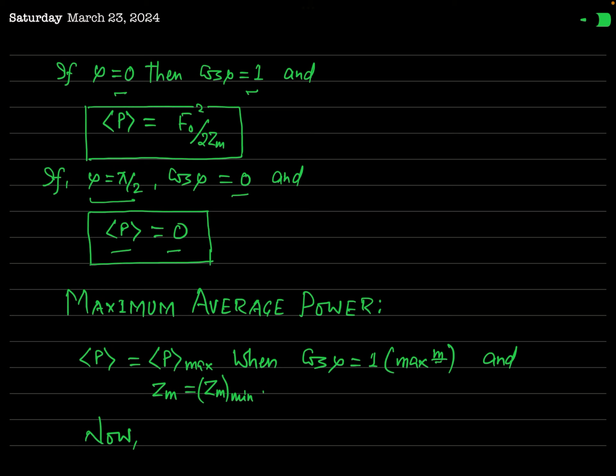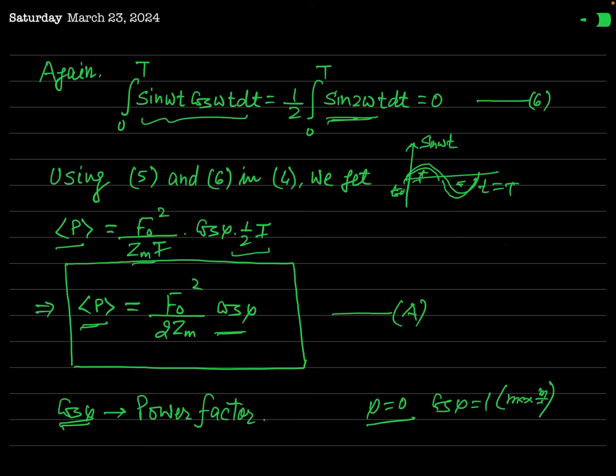Now you can see what will be the maximum value of the power absorbed by our oscillator. As it is obvious from this equation A, F naught is a constant. So the value of this average power will be determined in terms of the power factor cos phi and the magnitude of the mechanical impedance Zm.